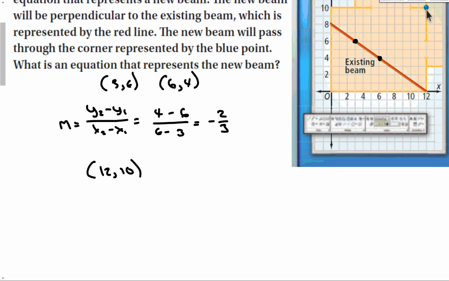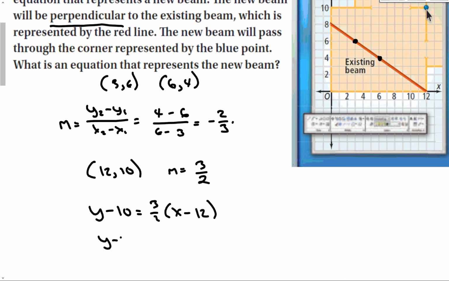So if I have a point, I want to be perpendicular to the existing beam. I have the slope of the existing beam, so my new slope is going to be the opposite reciprocal, right? It's negative, so my new slope is going to be positive. I can figure this out by doing my same technique. y minus y1 is equal to 3 over 2 times x minus x1. So that's y minus 10 is equal to 3 over 2 x.